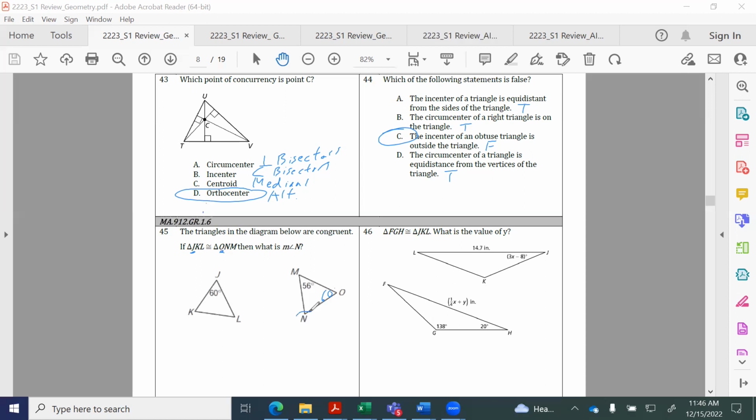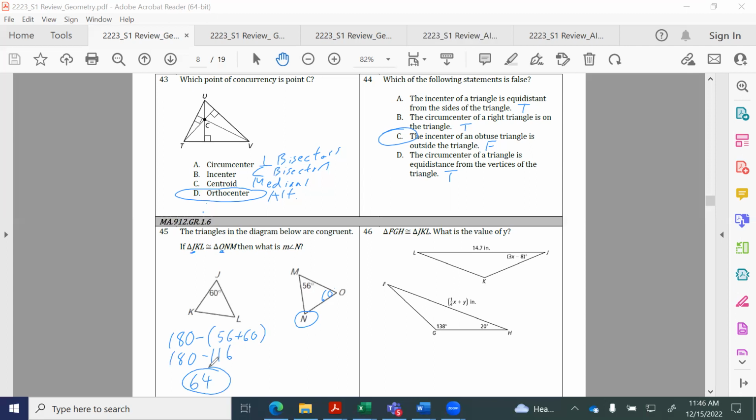We want to find N. So we have 2 out of 3 angles. How are we going to find the third angle? We know all of them have to add up to 180. So we're going to take 180, subtract off the 2 that we know, 56 plus the 60. 56 and 60 add up to 116. What's left? That's going to be 64. That's going to be our angle measure for N.